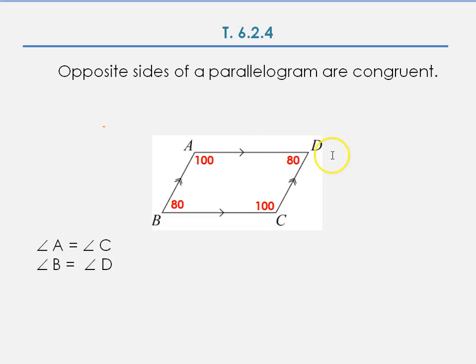6.2.4, opposite sides of a parallelogram are congruent. So that means that AD is congruent to BC and AB is congruent to DC. So its opposite angles and opposite sides are congruent.